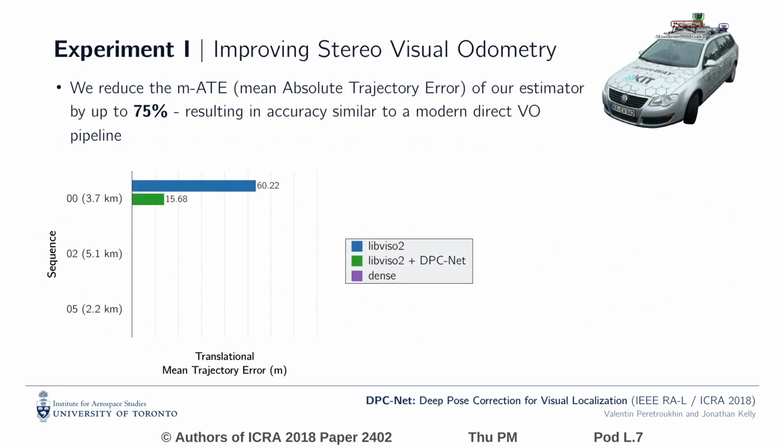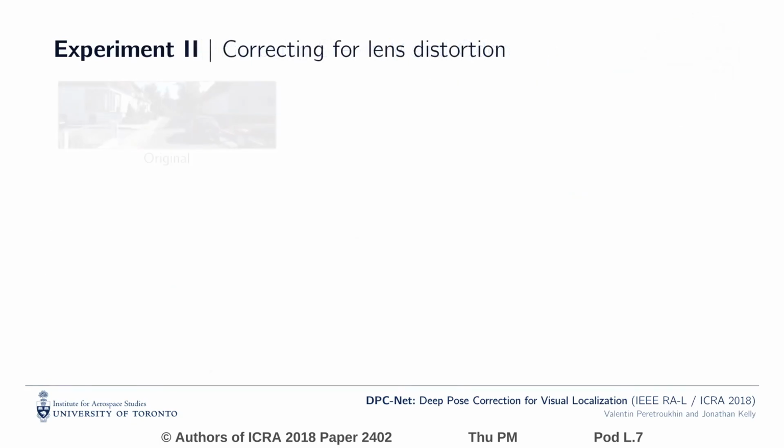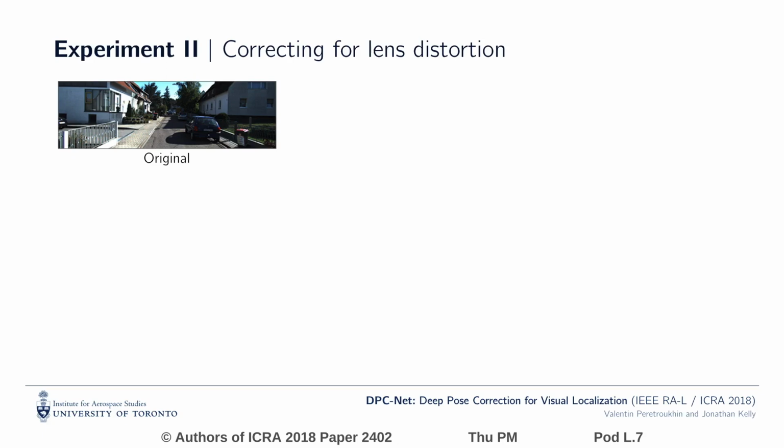DPC-Net is able to reduce the pose error of our efficient estimator by as much as 75%, and render it as accurate as the modern dense keyframe-based approach. Finally, we show how DPC-Net can compensate for poorly calibrated lens distortion parameters.